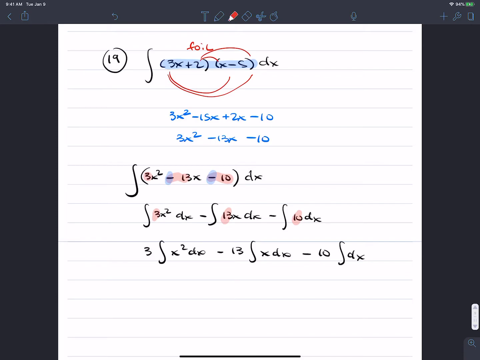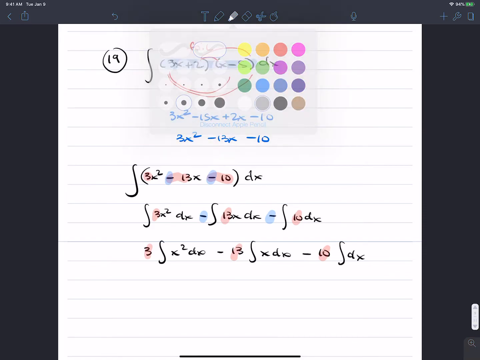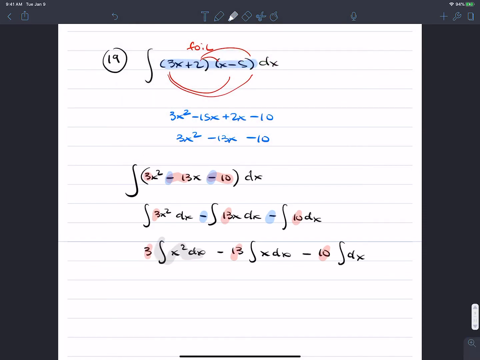So notice here you have your constants on the outside. And what we focused on was the sums and differences. In fact, specifically, there's differences. So we use the properties there. And now what we're going to have to do is for each one of these, we're going to have to integrate. So we're going to have to integrate each one.